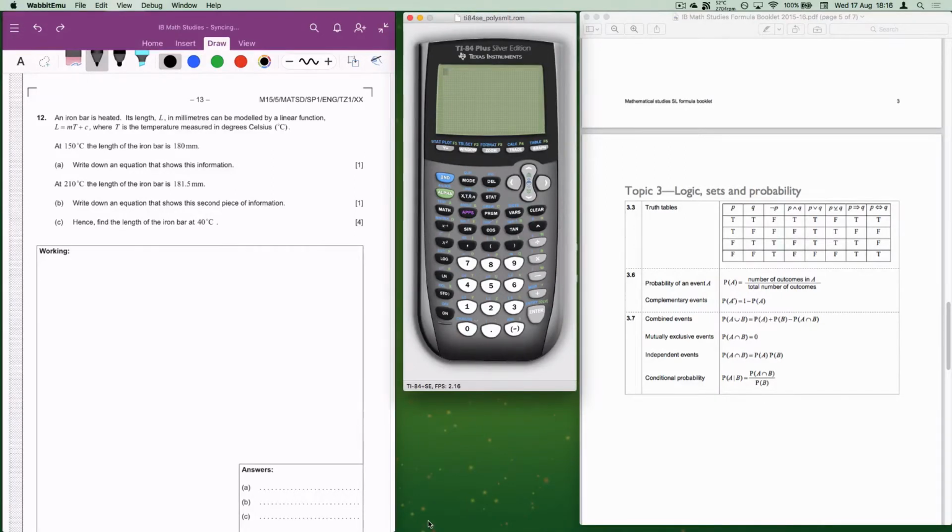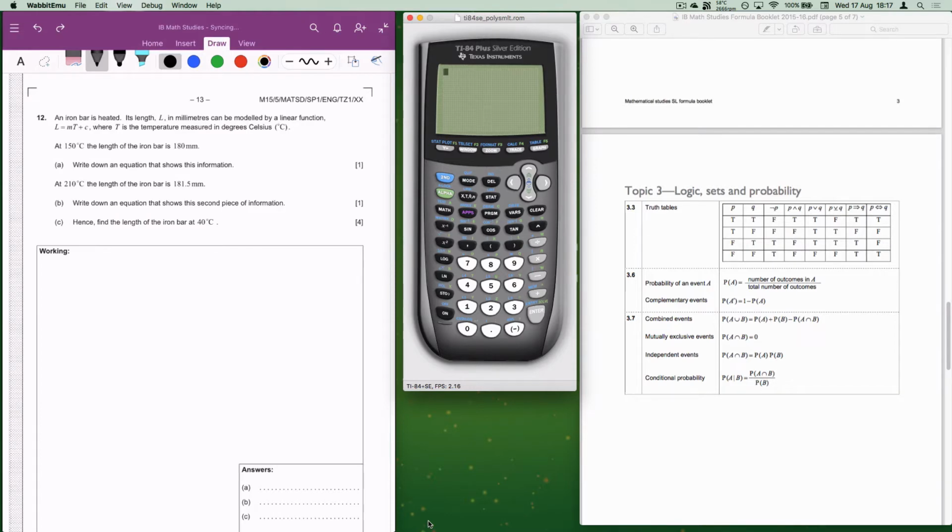Okay, let's get on with question 12. Question 12 is about an iron bar that's heated, and really this is a simultaneous equation question. What you're having to do here is construct two equations and then solve them and use the solved solution to work out what would happen for a different iron bar.